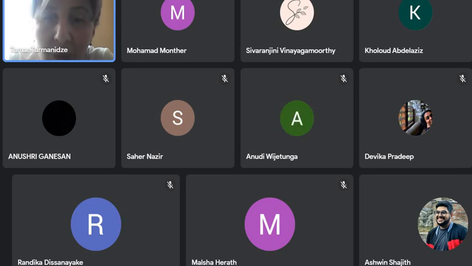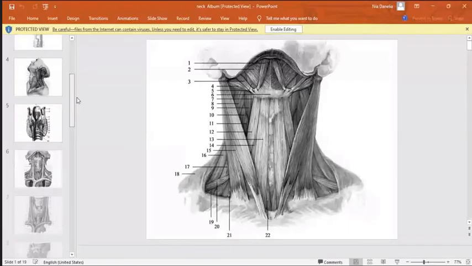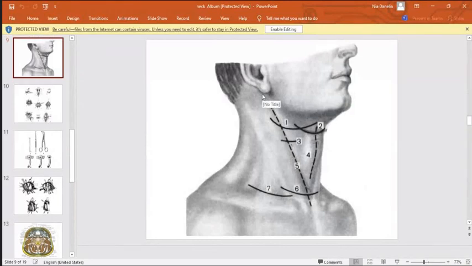One moment, now I share this. Combined incisions are used for accessing the structures of the neck region. Do we see this picture? Yes, I can see it.